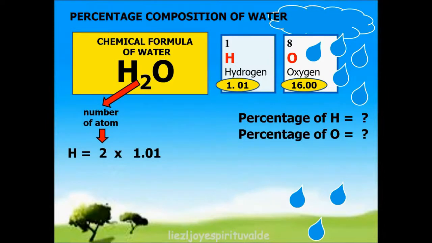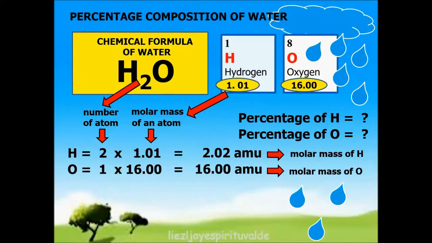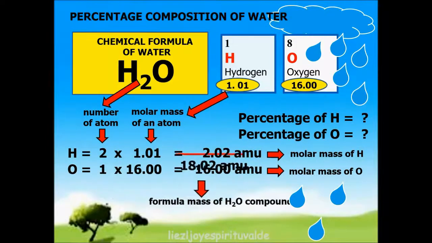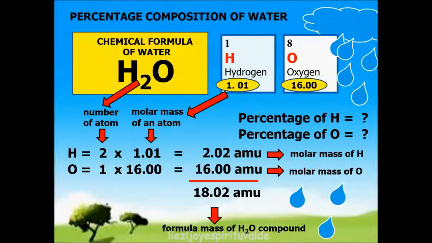Let us solve for the total molar mass of each element in the water compound. Hydrogen: 2, which is the number of atoms, times 1.01, the molar mass of an atom, equals 2.02 atomic mass unit, and that is the total molar mass of hydrogen. Oxygen: 1 times 16.00 equals 16.00 atomic mass unit, and that is the total molar mass of oxygen. Adding the two is equivalent to 18.02 atomic mass unit. That is the formula mass of the water compound.